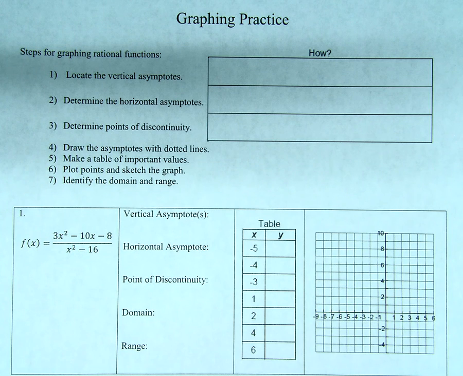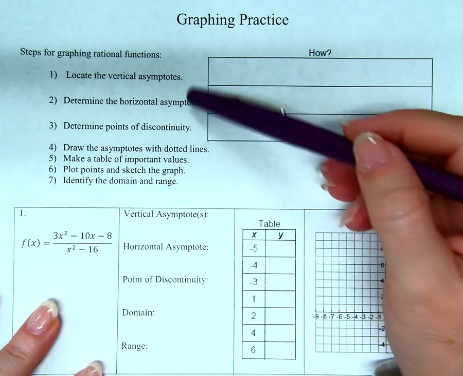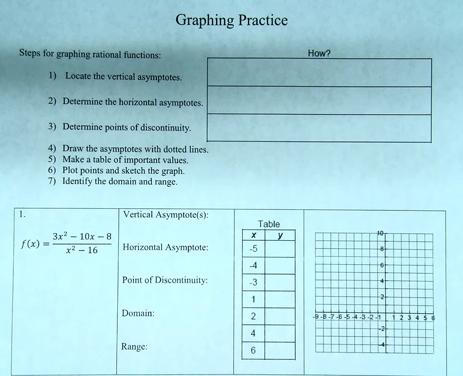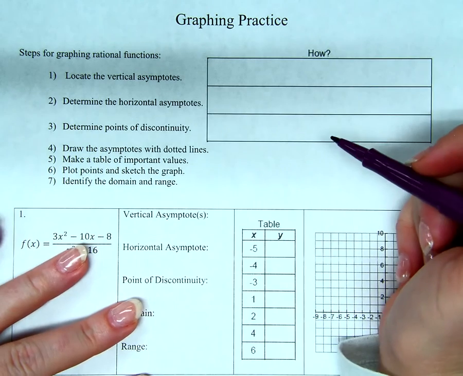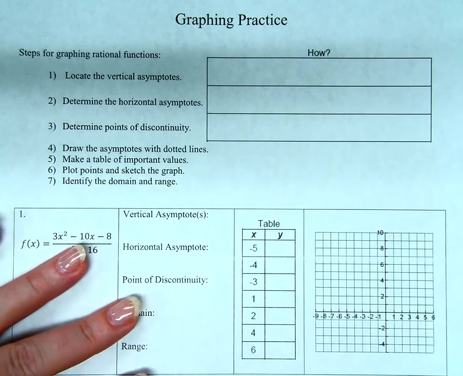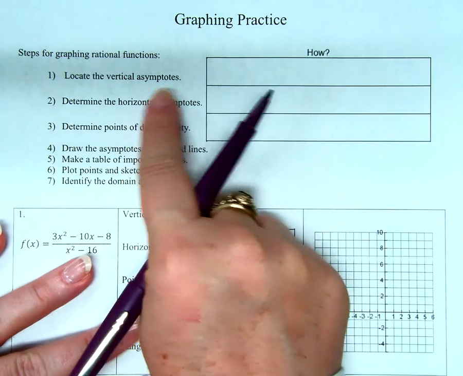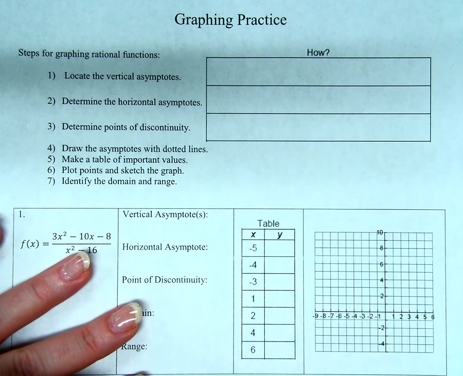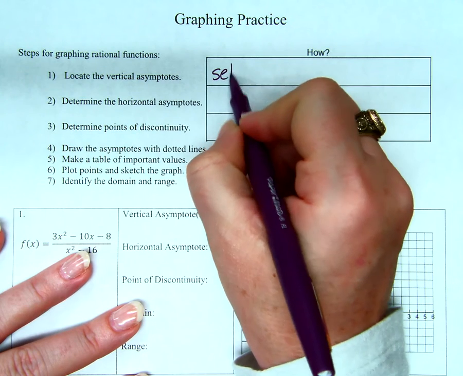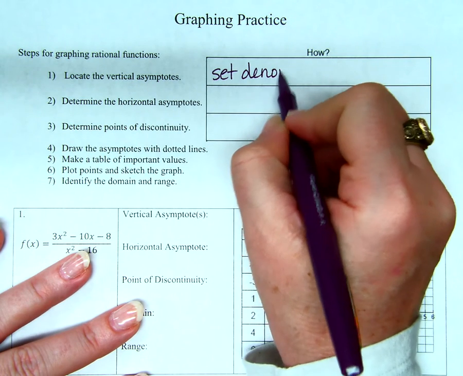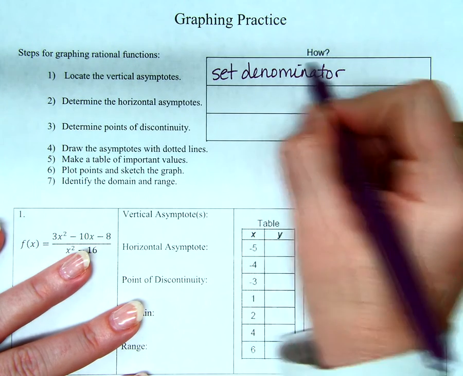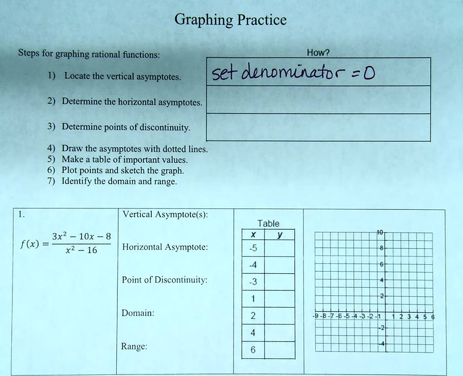Ready? Okay. So first of all, do you remember how to find any of these things up here? Which one do you remember how to find? All of them? Okay, choose one. How do you find vertical asymptotes? Denominator. We look at the denominator, right? So we set the denominator equal to 0.